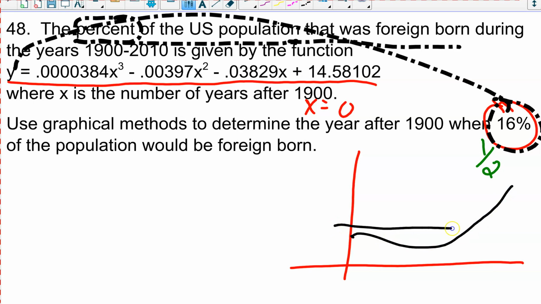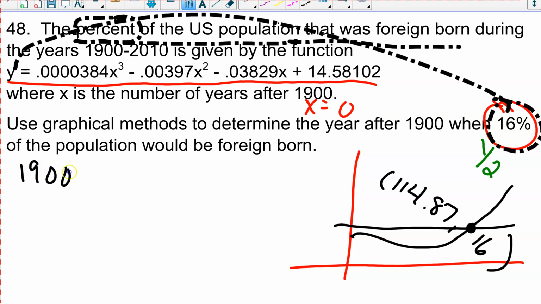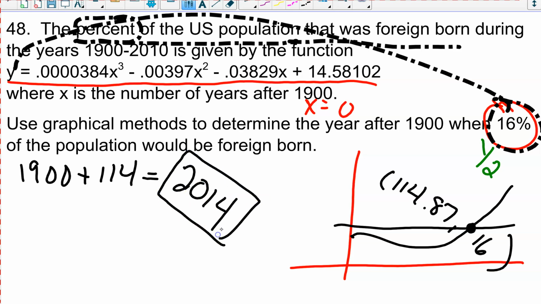So when I go back over here, I'm going to make that graph. And then here's my line right there. So this is part of your quiz, if this is on your quiz. And that was 114.87, 16. So what year was that? I would take 1900 and I'd add 114 years to that, and I would get 2014. It's towards the end of 2014. This is not 2015. I know the book says that, but we never round up to another year. We stay in the same year.